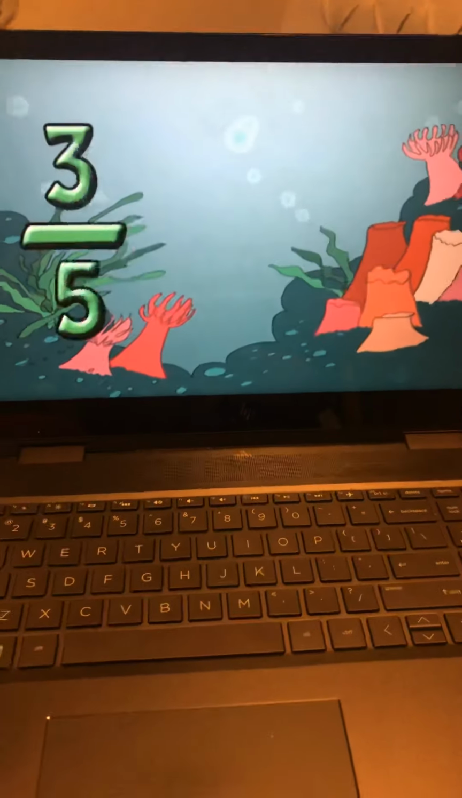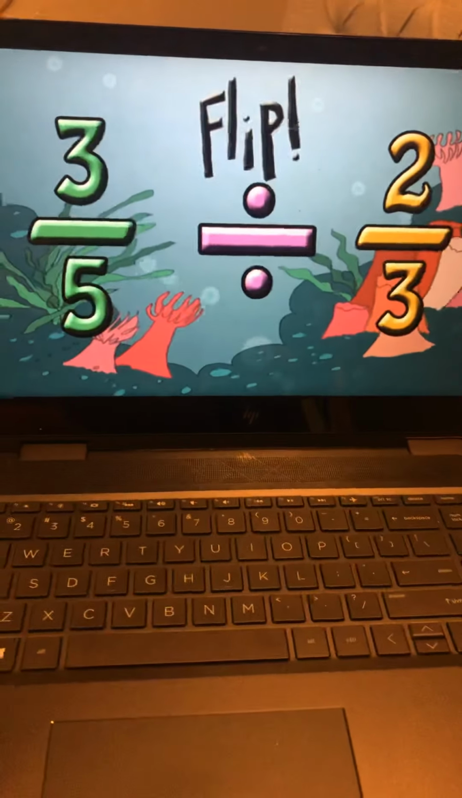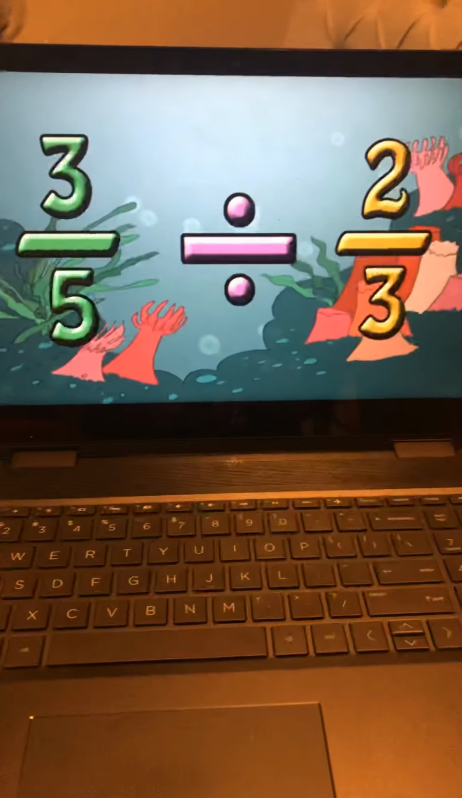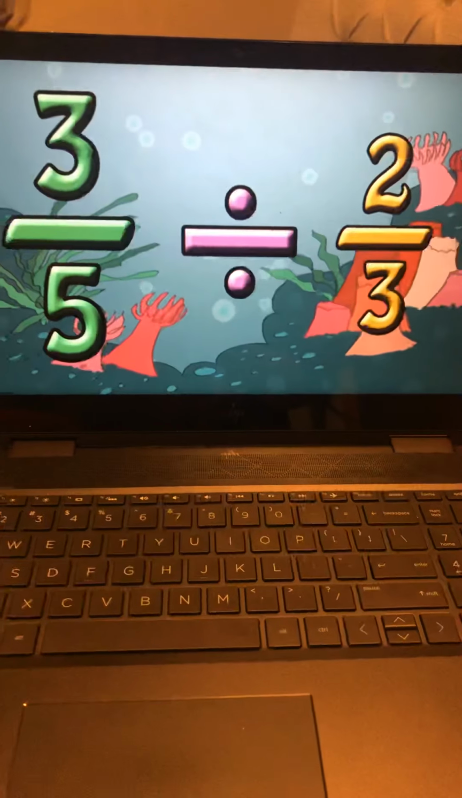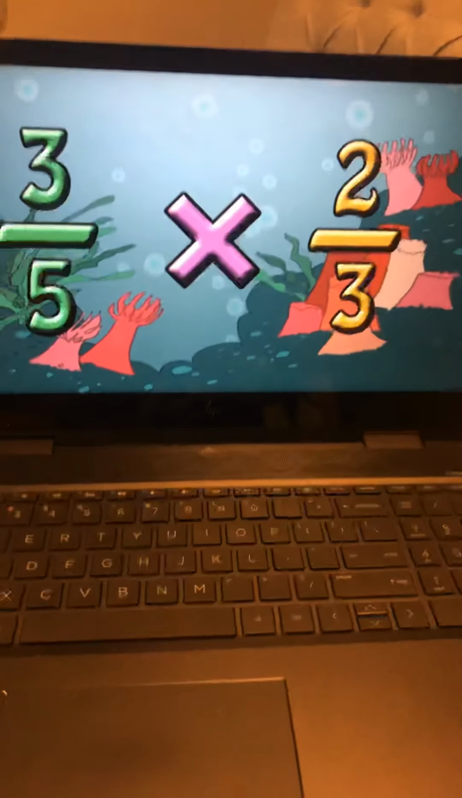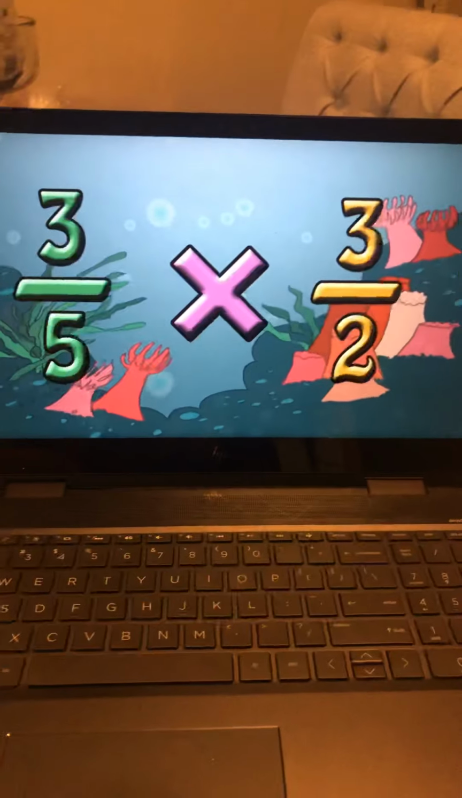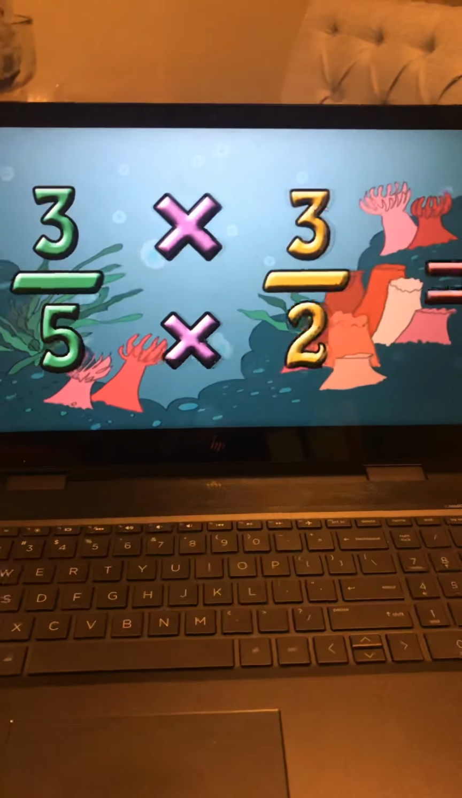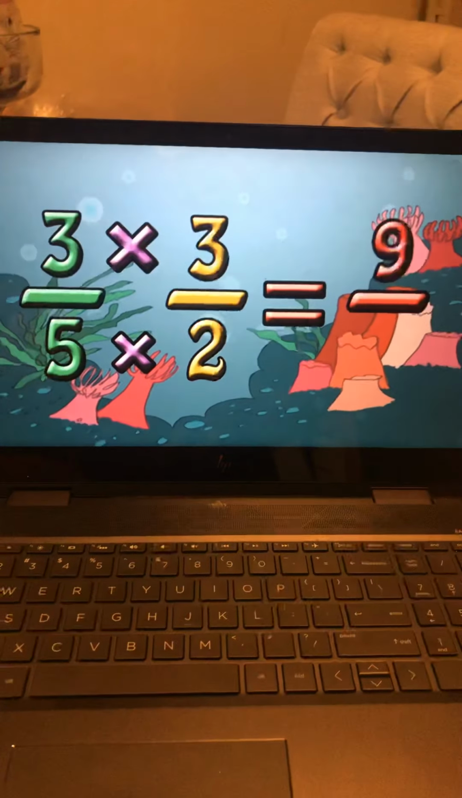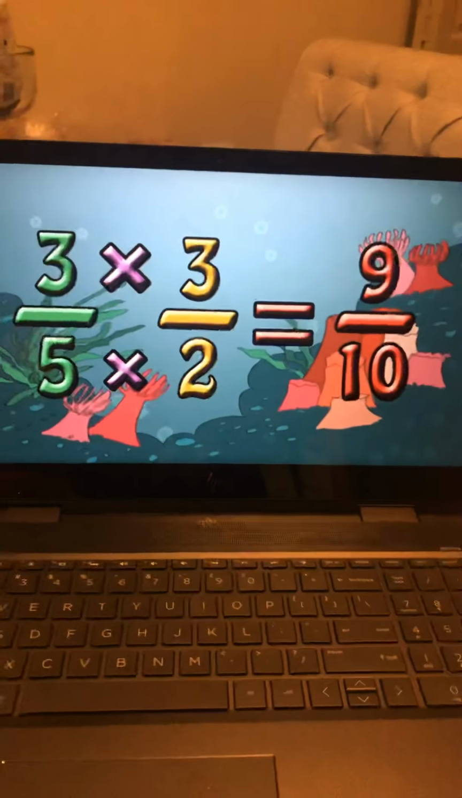Take 3/5 divided by 2/3. Keep, change, flip, that's the word. Keep 3/5 the same, change the sign so we multiply, that's the game. Flip 2/3, we get 3/2, then we can multiply, and so should you. 3 times 3 is 9, 2 times 5 is 10, 9/10 can't reduce it, that's the end.